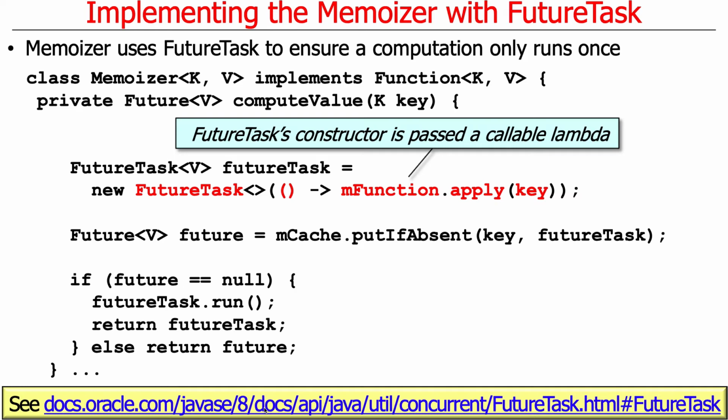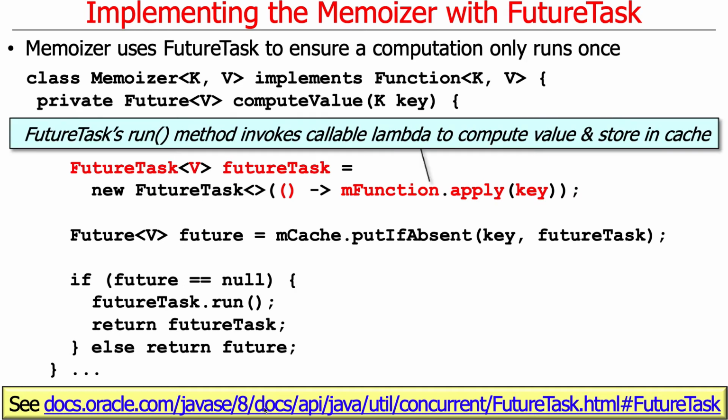So it's saying, when we call the run method on the future task, this is what the call method will do. This is the lambda expression that corresponds to the callable lambda that's being passed in here. So when run is called down here, it'll invoke this callable lambda to compute the value and store it in the cache.